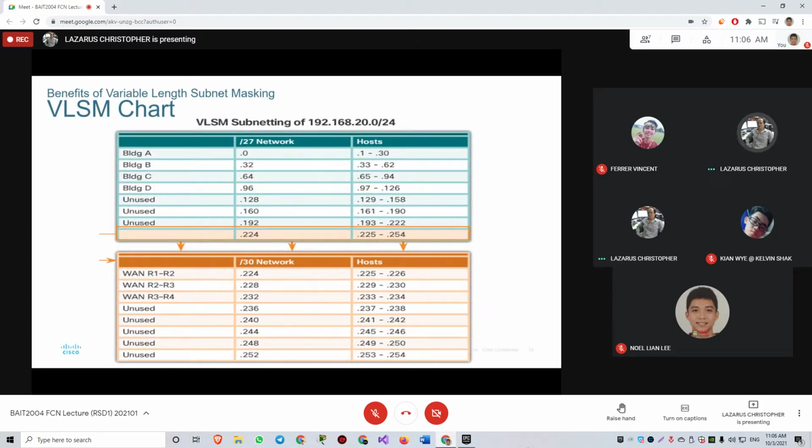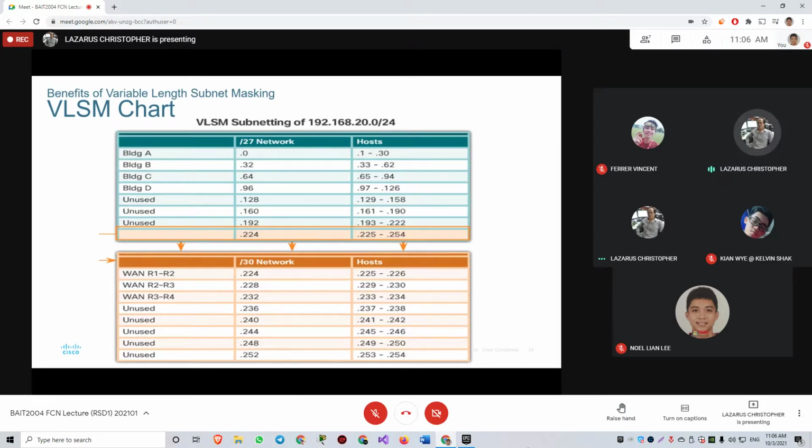Okay, this was the assignment already. You can see buildings A, B, C, D, and then the last subnet we chose to subnet again, to create /30 subnets for each of the links within that subnet. Then we just pick the first 3 subnets, and assign each wide area network subnet with the subnet addressing scheme.